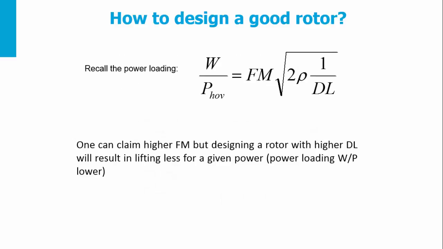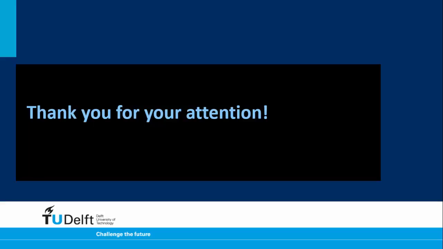Recalling the power loading formula from the actuator disk theory, we can conclude that a rotor designed with a higher disk loading will result in lifting less for a given power. This is the end of the explanations of the formulas related to the hovering blade element power.